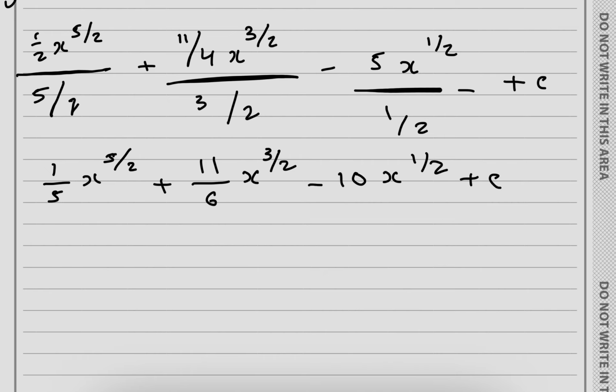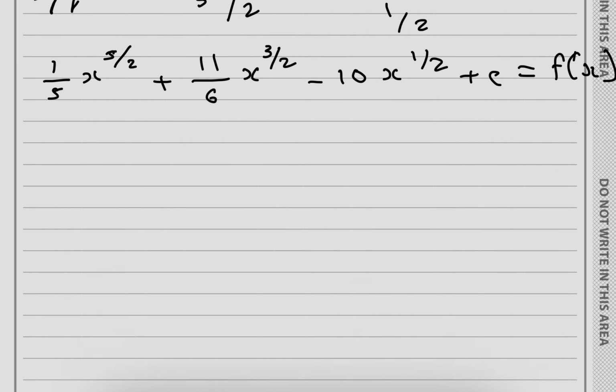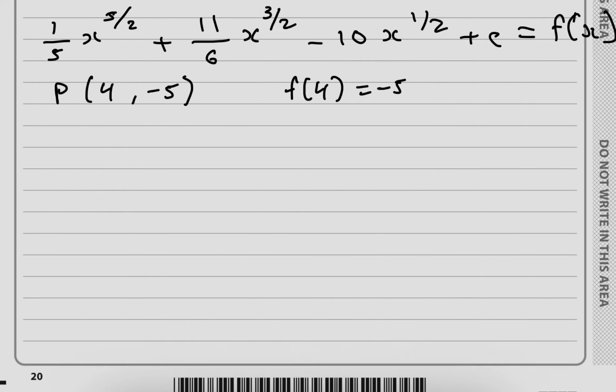All right, so this is our f of x, and now we have to solve for c. How do we solve for c? We use our P coordinates. We know that P's coordinates are 4 and minus 5. So that means f of 4 should give us minus 5. So what we're going to want to do is substitute 4 over here. It's important for your marks to just write it down.